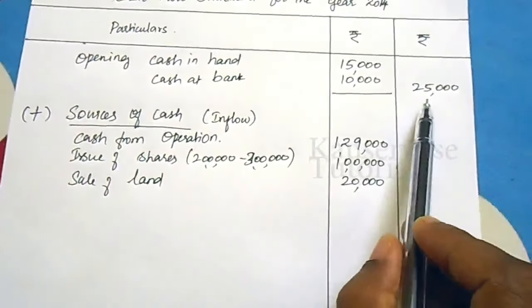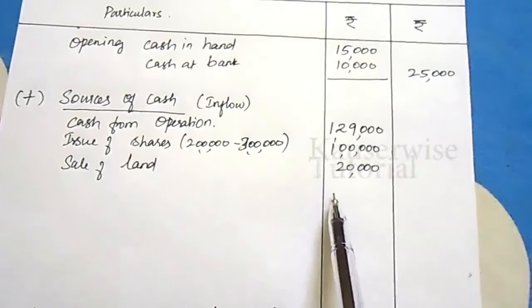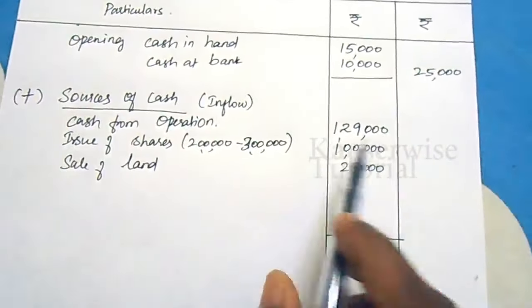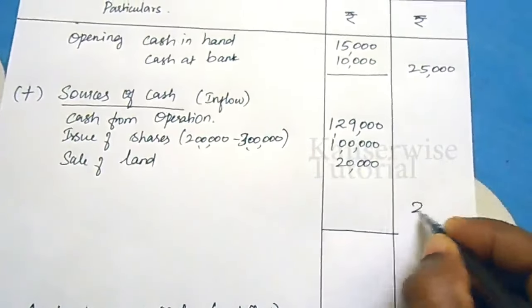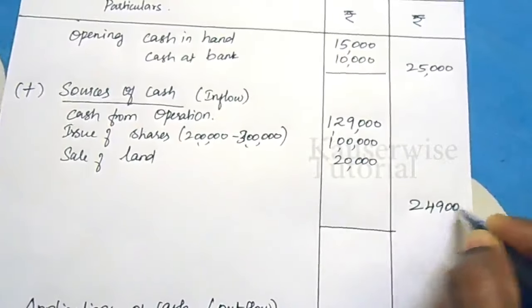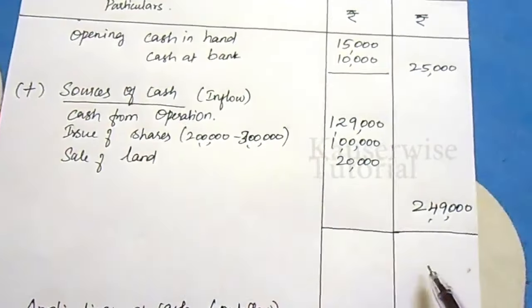Now find the total. So we have started with opening cash in hand and cash at bank. Now you need to add the total sources of cash. 129 plus 1 lakh plus 20,000. What is the total? 2,49,000. Opening balance 25,000. Now this is the total sources. Total cash inflow. What is the total? 2,74,000. That is opening cash in hand and cash at bank and total inflow of cash. That is total sources of cash.